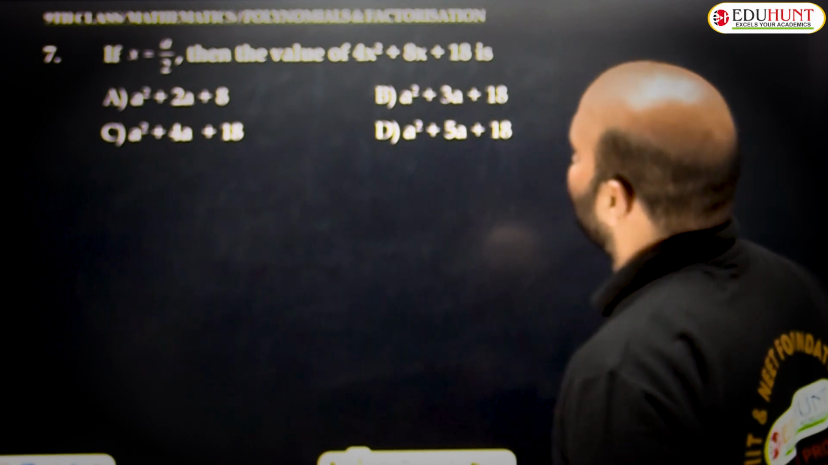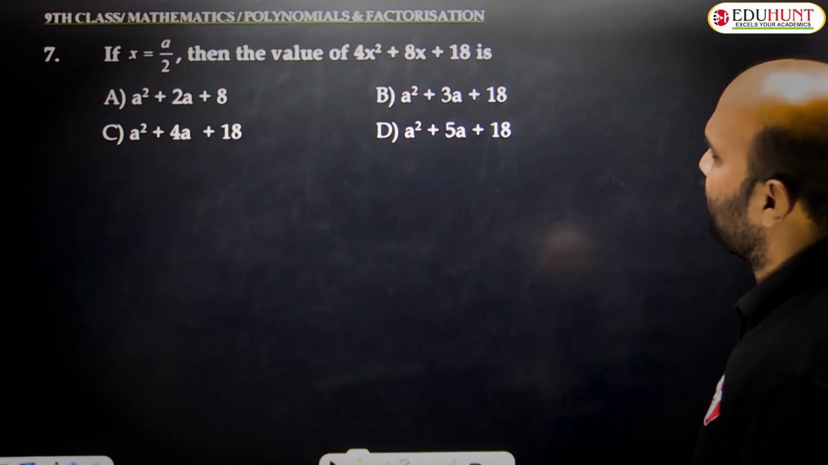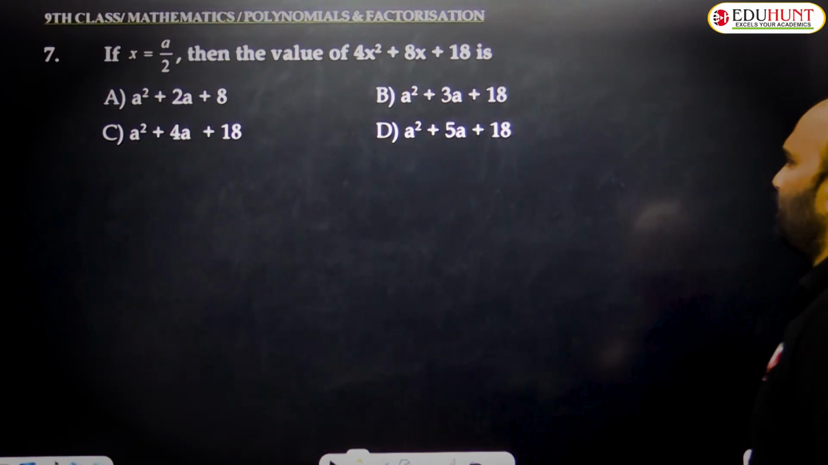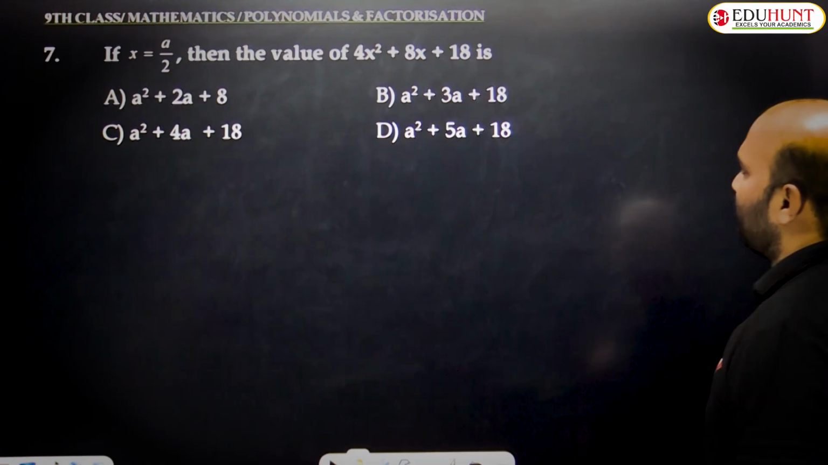If x equals a by 2, then the value of 4x square plus 8x plus 18 is: option A, a square plus 2a plus 8; option B, a square plus 3a plus 18; option C, a square plus 4a plus 18; option D, a square plus 5a plus 18.